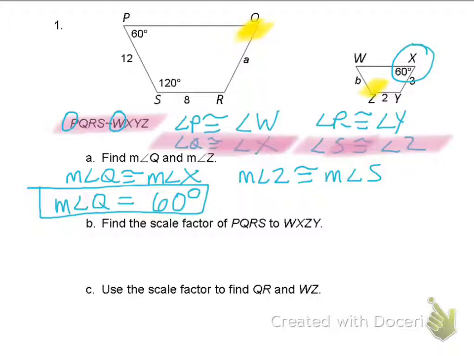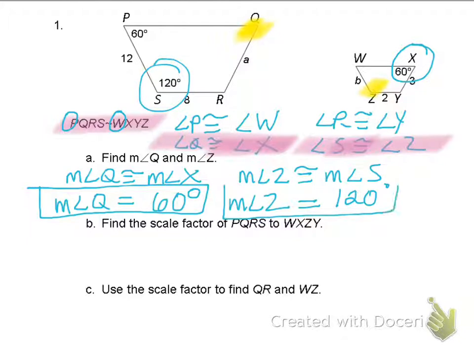So we know that the measurement of angle S, over here, is 120. So we can fill in 120 degrees. And we know that that's going to be equal to the measurement of angle Z. So there we go. The next part is about scale factor.